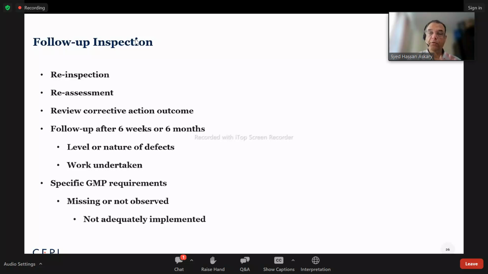Follow-up inspection is a re-inspection, where the regulatory agency has inspected the facility site and identified certain concerns or observations, and they want to go back and re-inspect to make sure that those concerns have been met, or they want to reassess the facility. Or a follow-up after 6 months due to the level or nature of defects or the work undertaken. Sometimes it's also triggered when missing GMP requirements were observed.